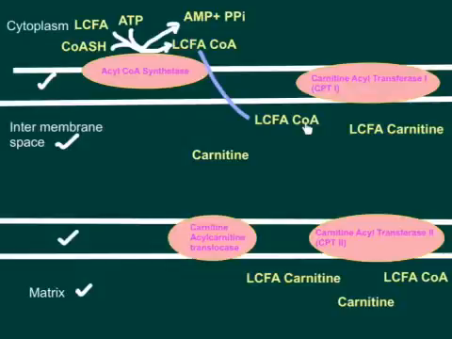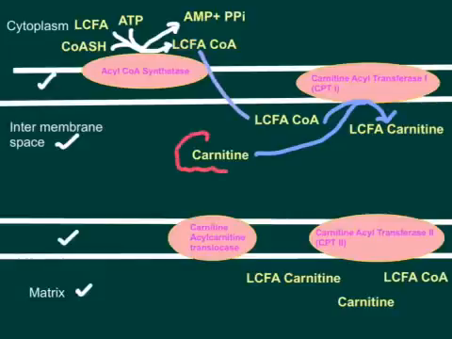Now long chain fatty acids, once they are converted into long chain fatty acyl-CoAs, get into the intermembrane space. Now in the intermembrane space, these long chain fatty acyl-CoAs will be converted into long chain fatty acyl carnitine molecules. This job is done by the outer mitochondrial membrane enzyme called carnitine acyl transferase 1, which is also called carnitine palmitoyl transferase 1. It converts LCFA-CoA into LCFA carnitine, and that's where you need carnitine. This is where the carnitine role comes in.